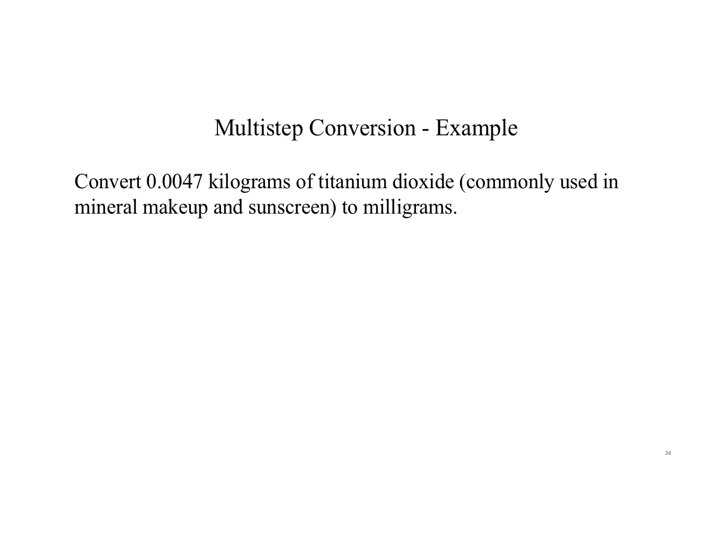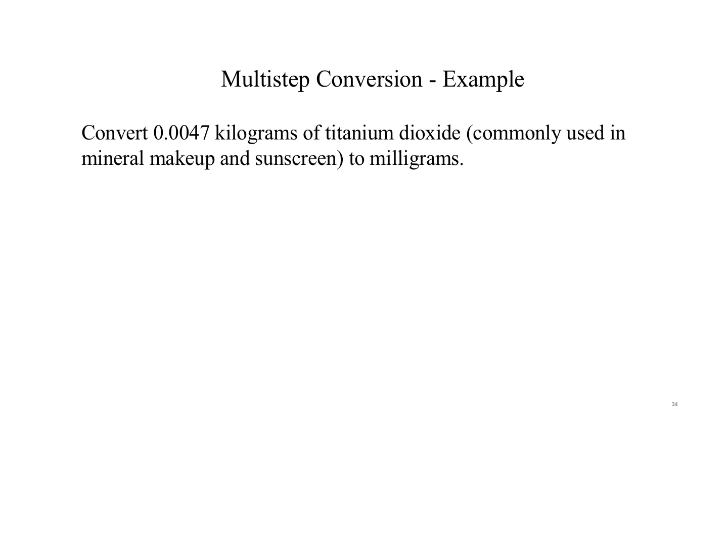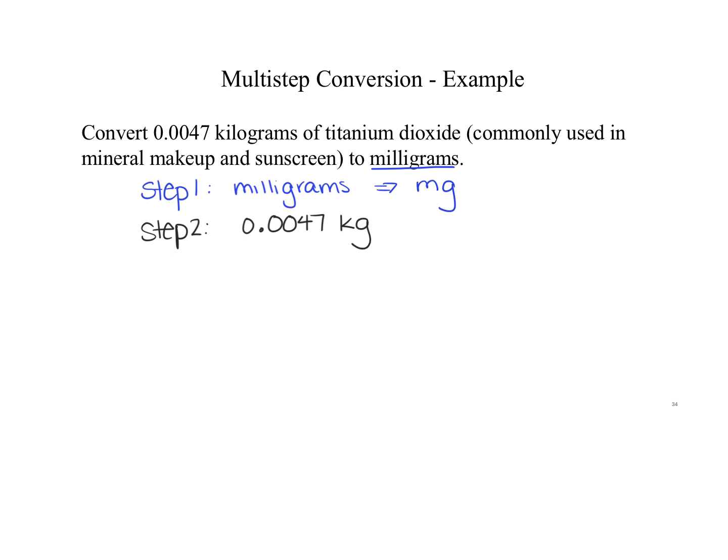In this example, it says we need to convert 0.0047 kilograms of titanium dioxide, which is commonly used in mineral makeup and sunscreen, to milligrams. So when we go through our steps, step 1: what are we looking for? Well, we're looking to get to milligrams, which are also commonly shown as mg. Step 2, what we're given is 0.0047 kilograms, which is commonly shown as kg.